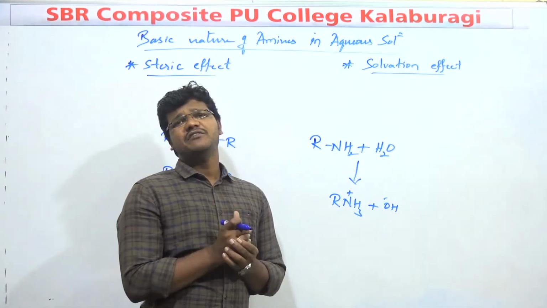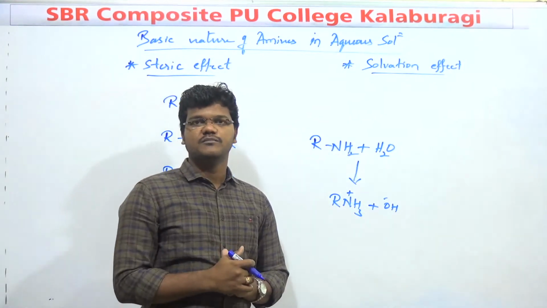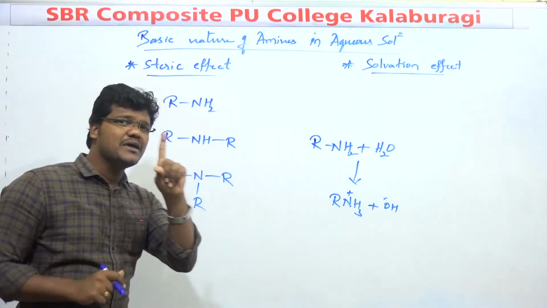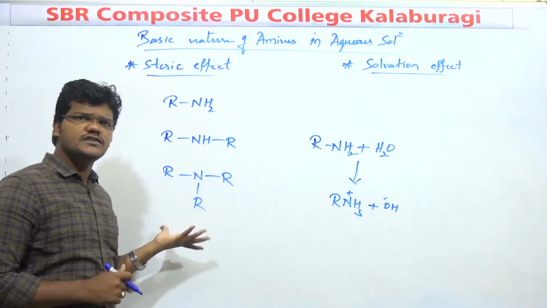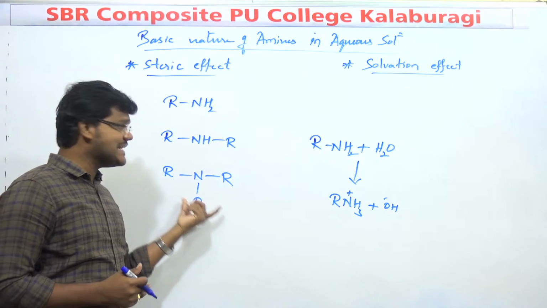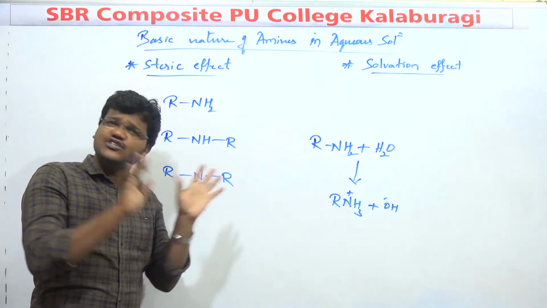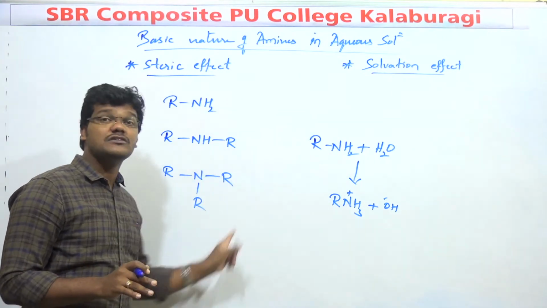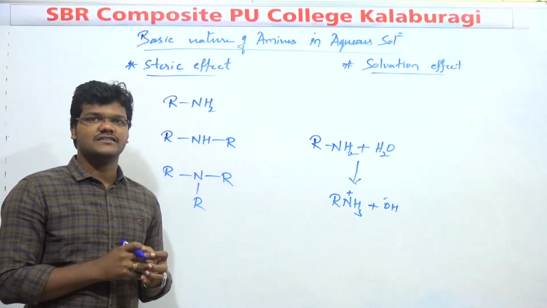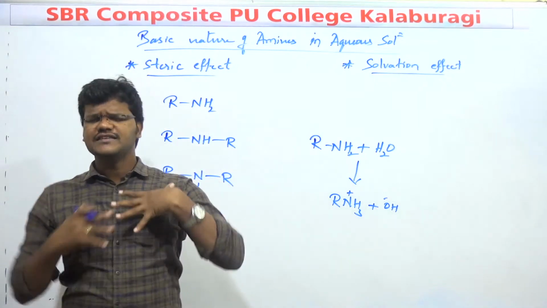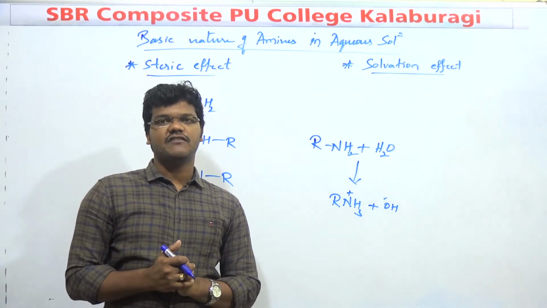So that might be avoided because of the presence of bulkier groups. In primary I am having only one bulkier group, in secondary I am having two, in tertiary I am having three. So tertiary has more steric effect. It is sterically hindered more. So attack of a water molecule is not allowed because of the presence of bulkier groups. So this is nothing but steric hindrance or steric effect. Attack of a molecule is avoided by the presence of bulkier groups. That is my steric effect, steric factor.